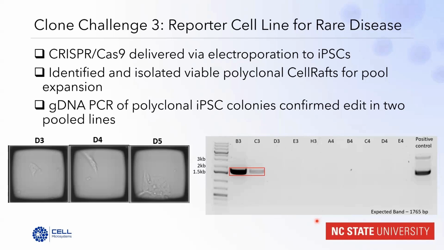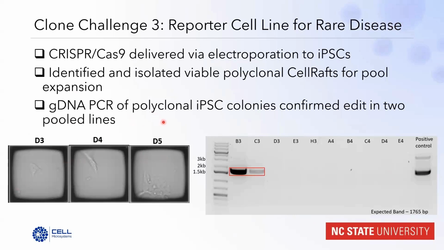This was a slightly different workflow for us due to the difficulty in transfecting these cells. We took a pooled approach to start with rather than going right to monoclonization in order to maximize our chances of success. We electroporated their proliferating iPSCs with their CRISPR-Cas9 constructs. And rather than monoclonizing, we created polyclonal pools for expansion.